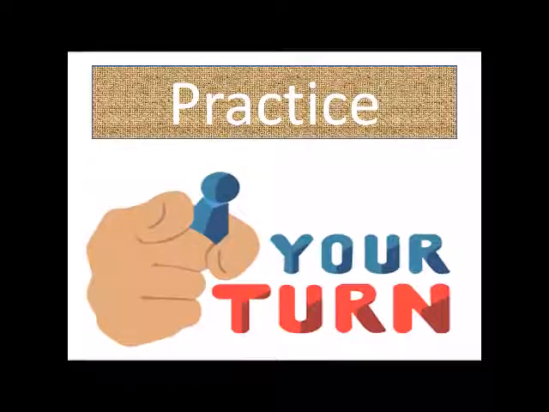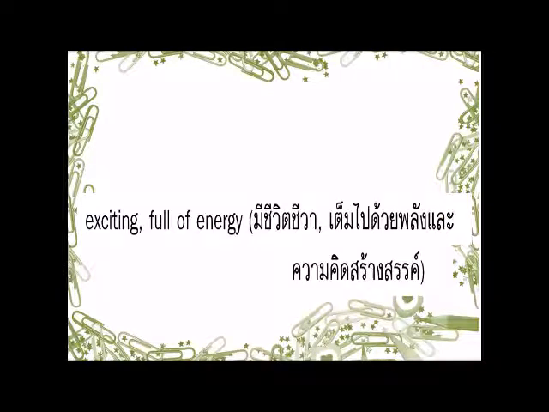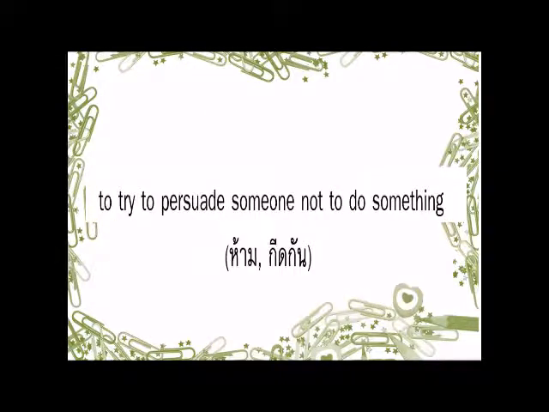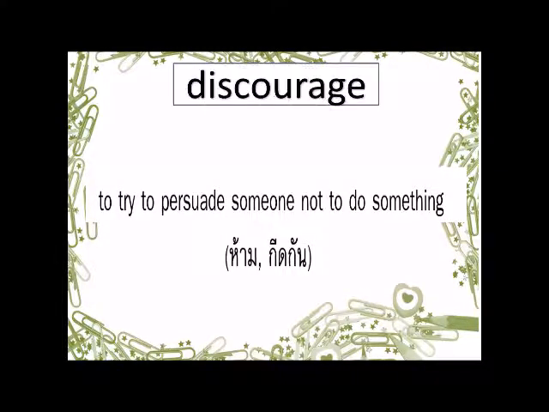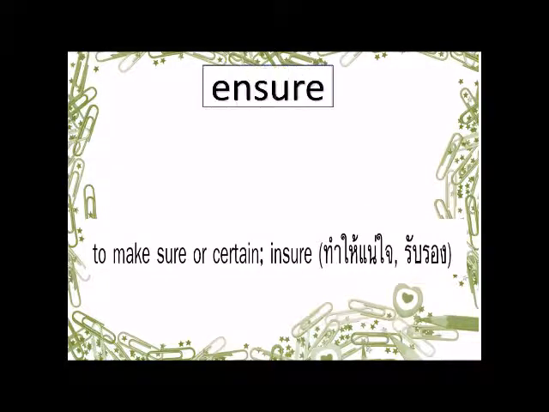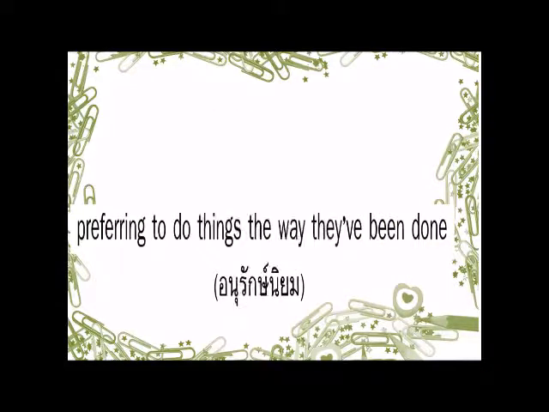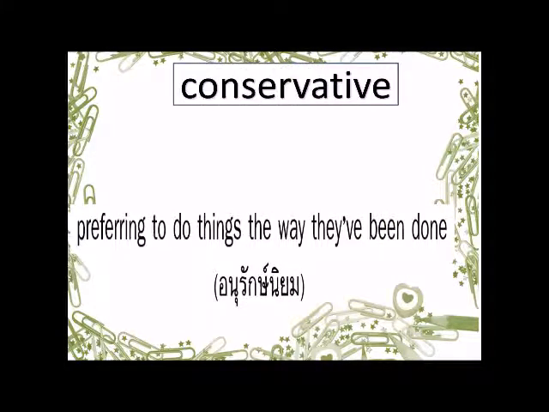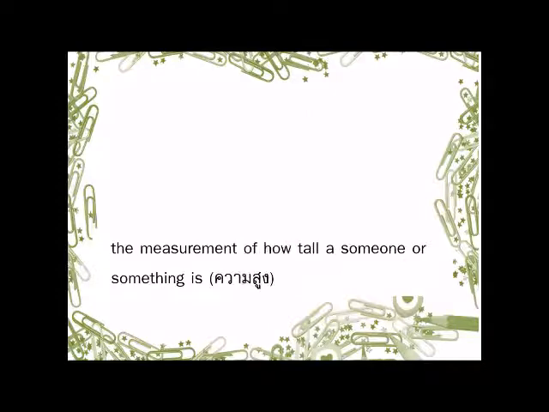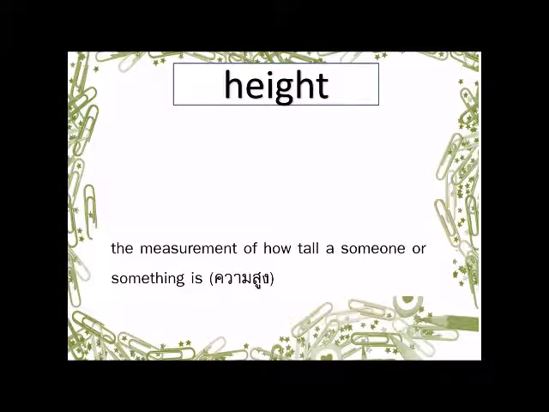Okay, so let's practice our vocabulary for today. What is this? What word is this in English? Very good. Dynamic. How about this one? Okay, it's discourage. This one? Okay, ensure. How about this one? Conservative. This one? Rival. This one? Height. Very good.